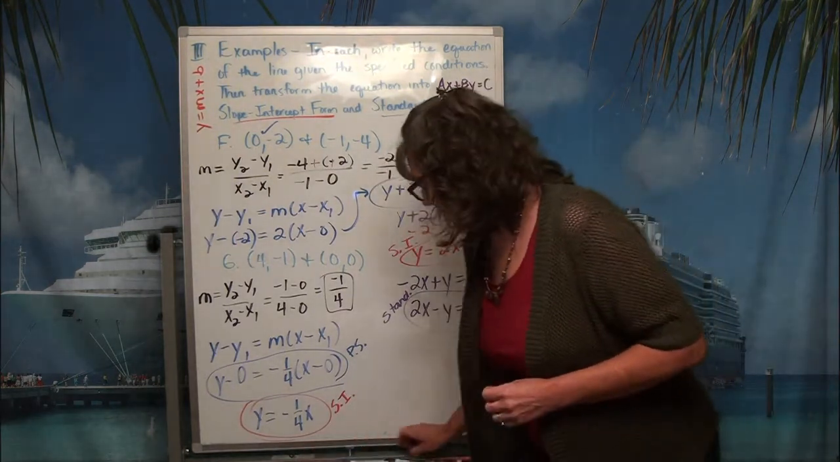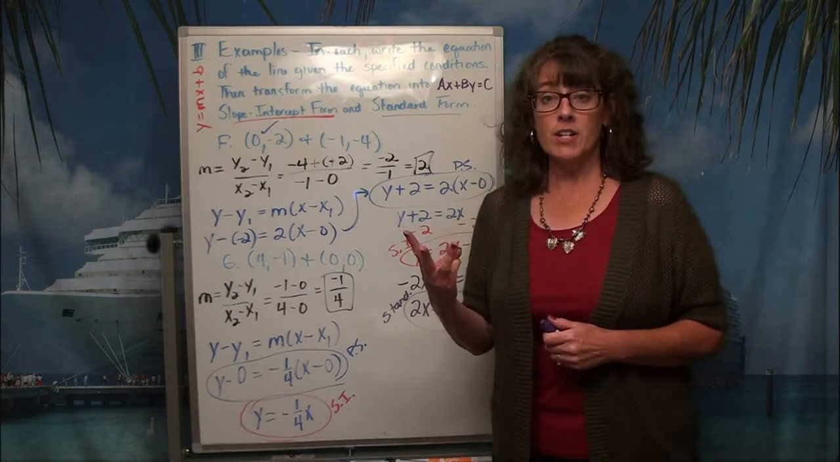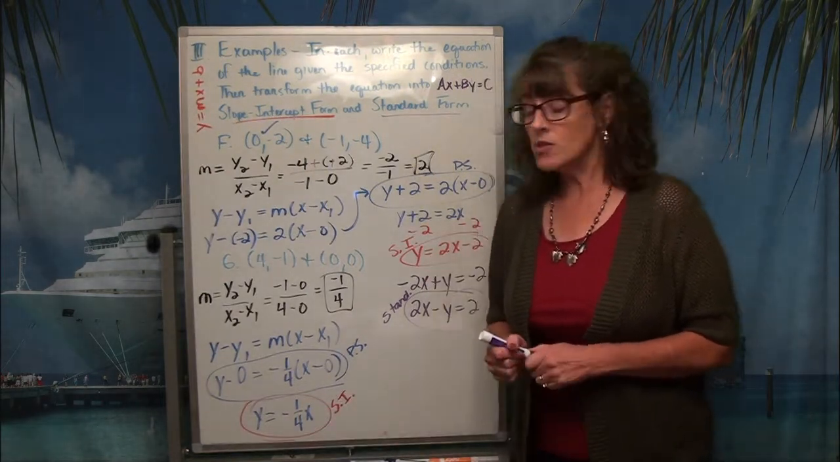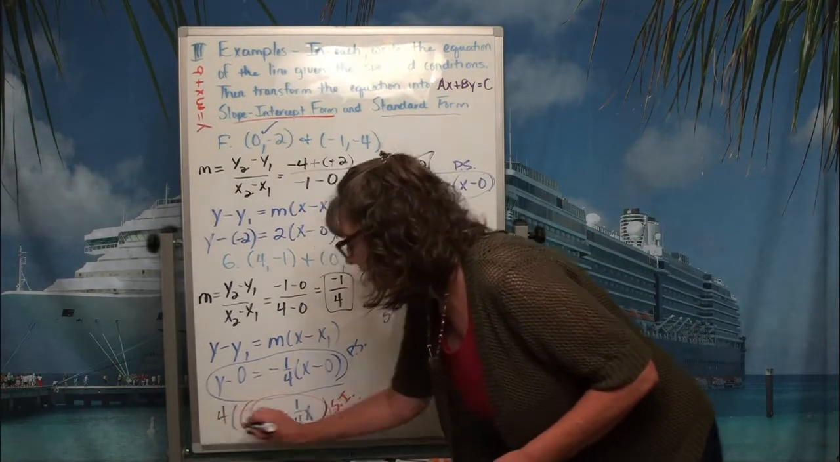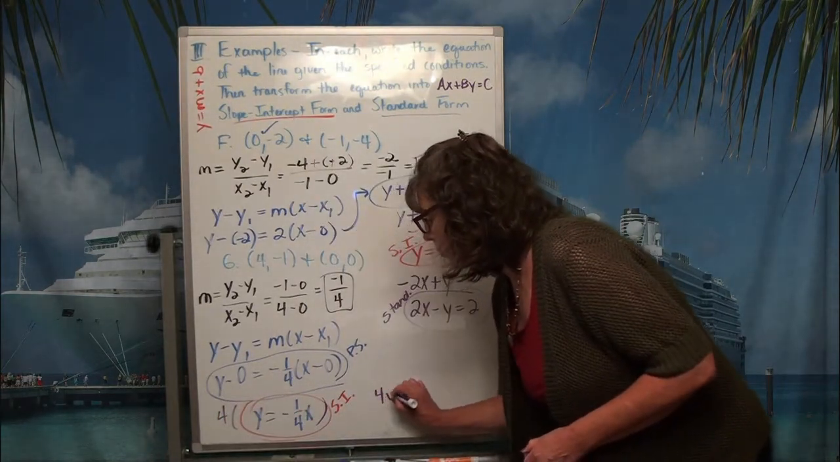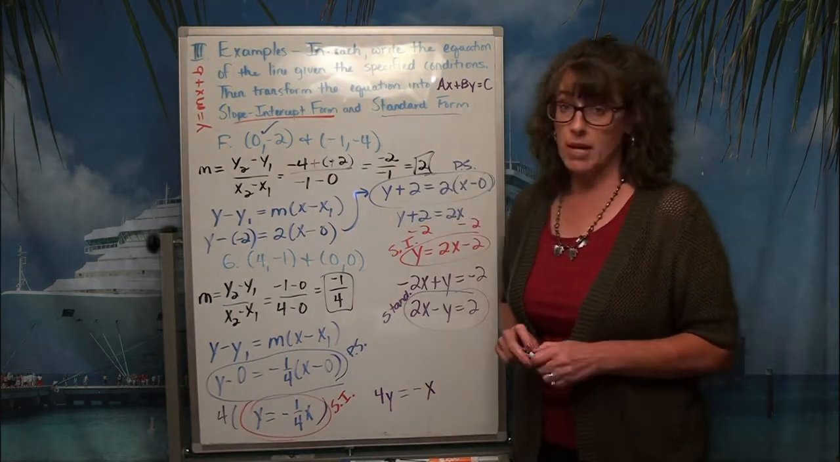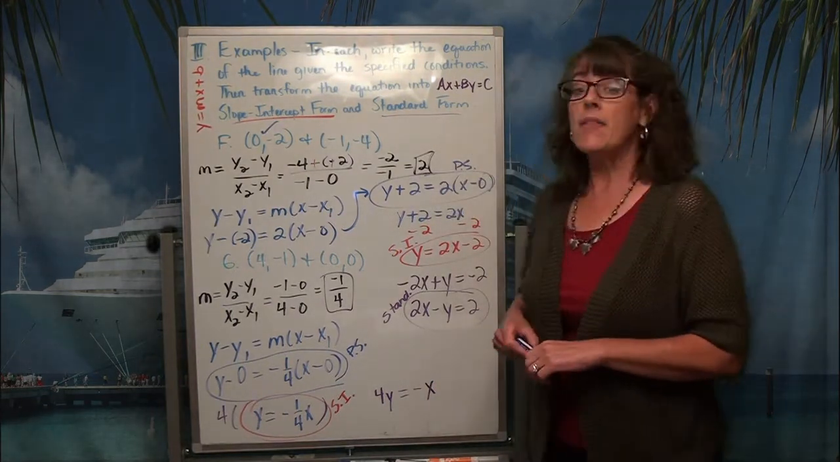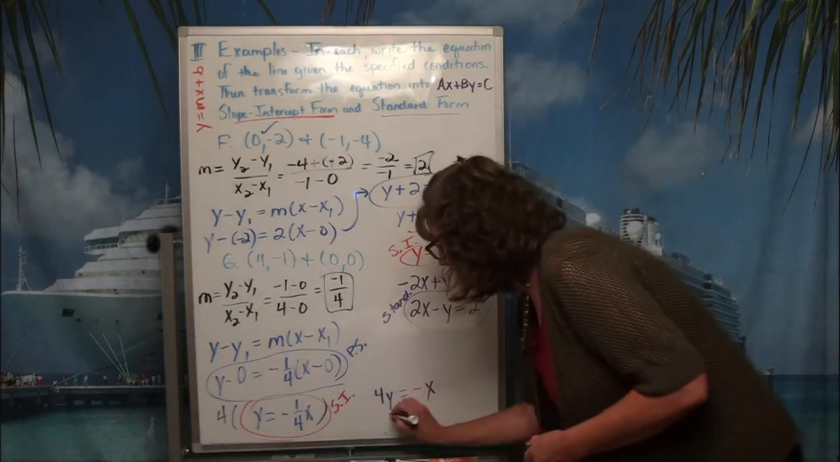Now, my last thing is I need to turn it into standard form. 3 criteria. I'm going to get rid of my fractions. I'm going to multiply everything by that 4 that's in the denominator, whatever's making it a fraction. That'll give me a 4y equal to a -x, because the 4's will cancel, but the negative will not cancel. And now I'm going to put my x and my y together. So I'm going to slide the x over. I'm going to add it to the other side.